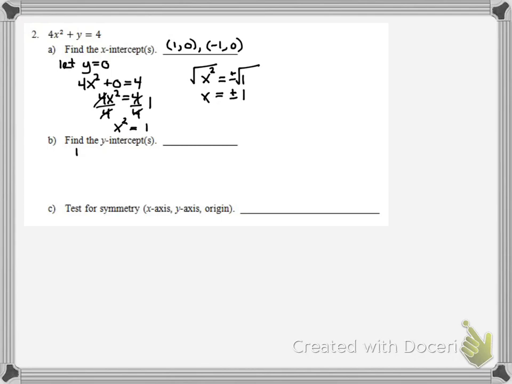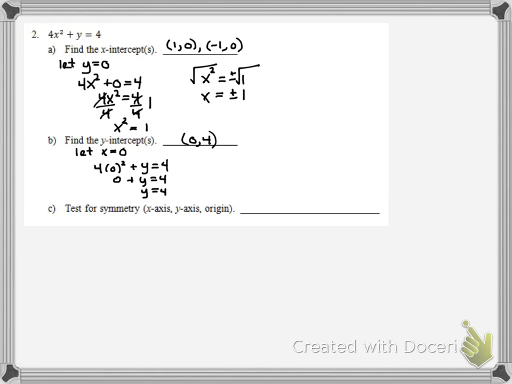Y-intercepts are often easier. For functions, they're for sure easier. For y-intercepts, you let x be equal to 0. So if we take that equation, we're going to get 4 times 0 squared plus y equals 4. Well, 0 squared is just 0, 4 times 0 is 0, so we end up with just 0 plus y equals 4, or y equals 4. Again, I like to write these as ordered pairs, so as an ordered pair, the y-intercept is 0, 4.